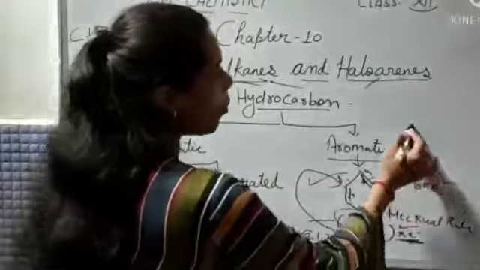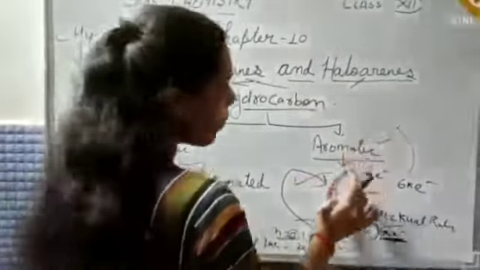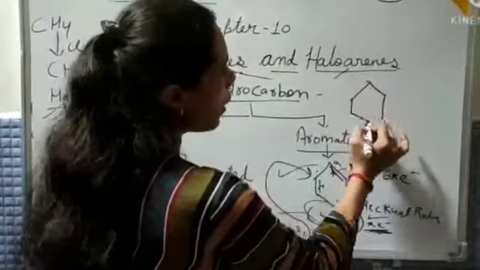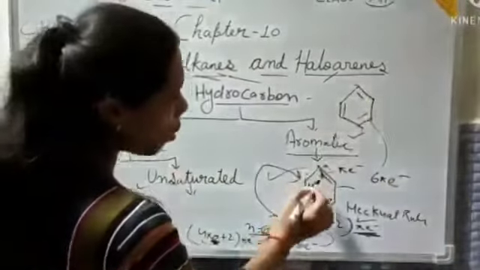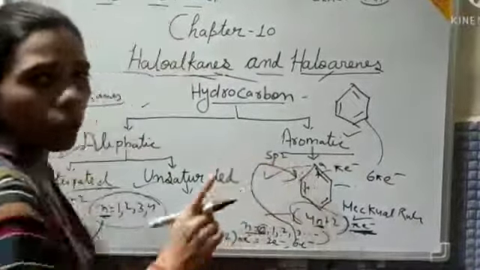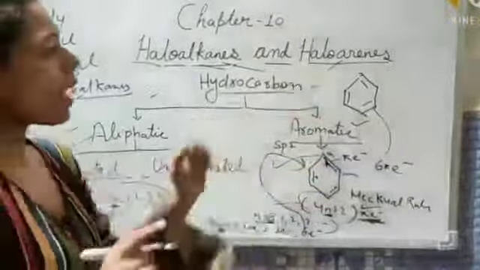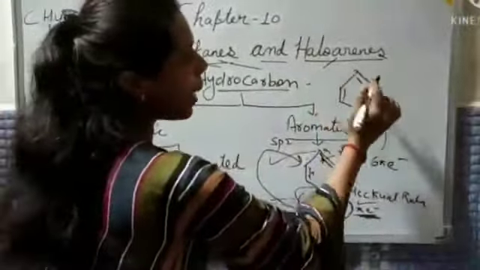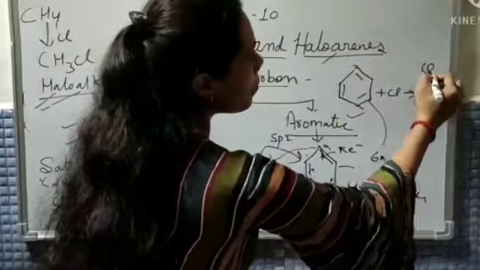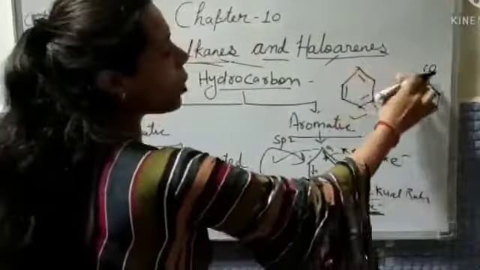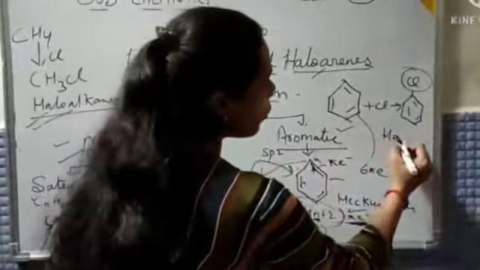Now, as I have talked about, come to our point. We are talking about the halogens. If I take a simple benzene ring and replace one hydrogen, because all the carbon atoms in the benzene ring are sp2 hybridized, as I told you before, with a chlorine atom, then it will form a halogen compound.